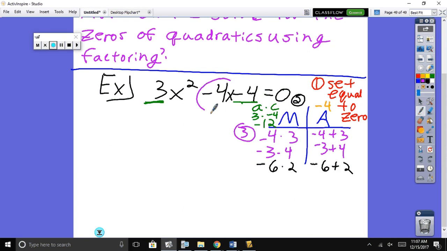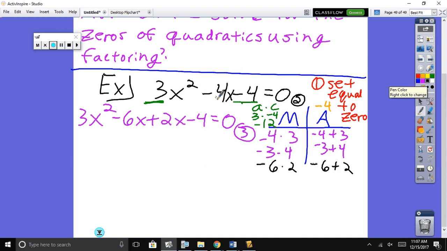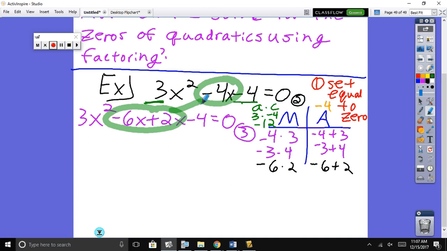So we're going to take the middle term of the quadratic and break it up using these two numbers that add to -4. So we got 3x squared minus 6x plus 2x minus 4 equals 0. This 4 comes down just as is. And now the -4x still exists, but it exists as the combination of these two terms. So that was our fourth step: rewrite the linear coefficient using the sum that you found.